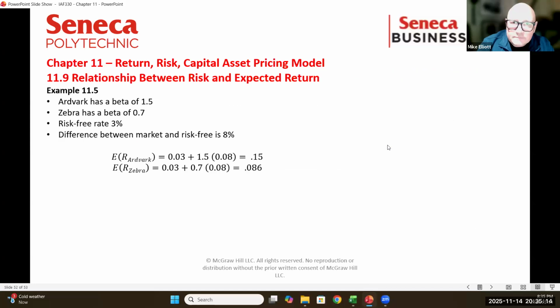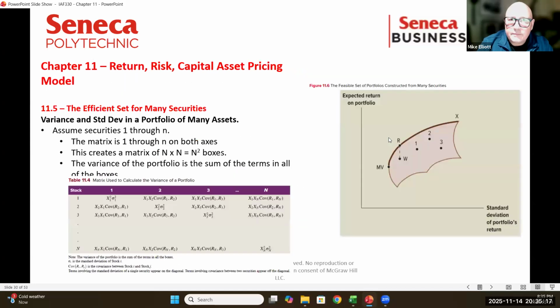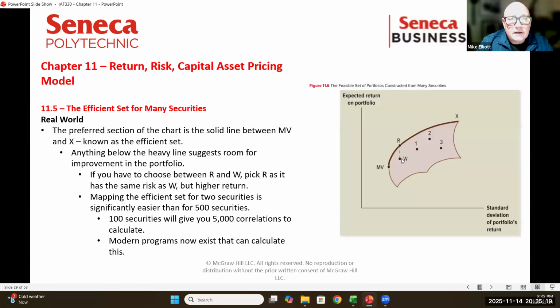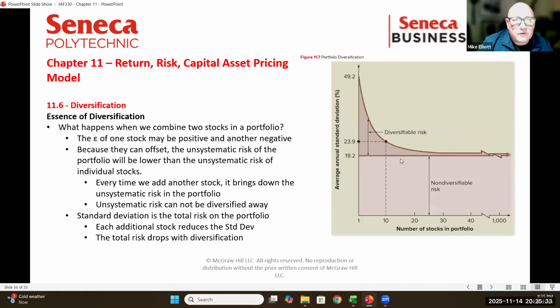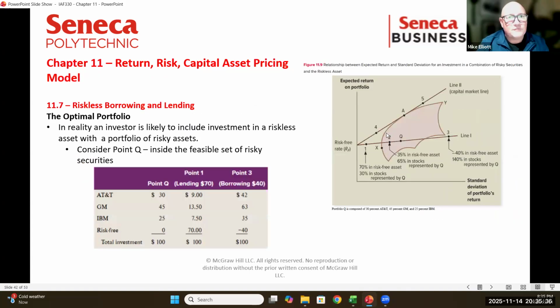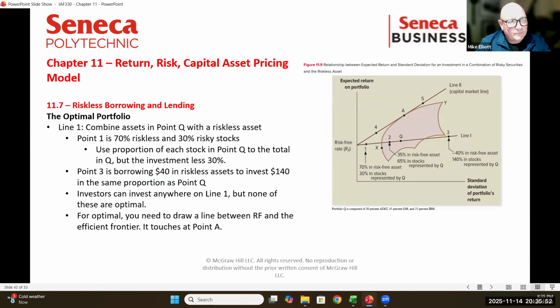So much like, whoops, where were we here? Much like here, where I said, if you have a choice between W and R, where they both have the same standard deviation or the same risk profile, do you want one with a lower return or one with a higher return? You want one with a higher return. So when we're creating portfolios using risk-free assets, we have the same sort of choice. Do you want to be in Q, or do you want to invest in other assets with the same risk-free portfolio that gets us closer to this optimal line? That's what we're trying to get to.